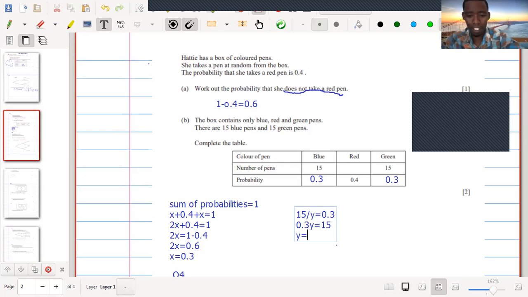So the total number of blue pen, green pen, and red pen is 50. Then to get the number here, I'll take 50 minus the sum of here and here, so 50 minus 30, which is equal to 20, right? So the answer here is 20. Does it make sense?